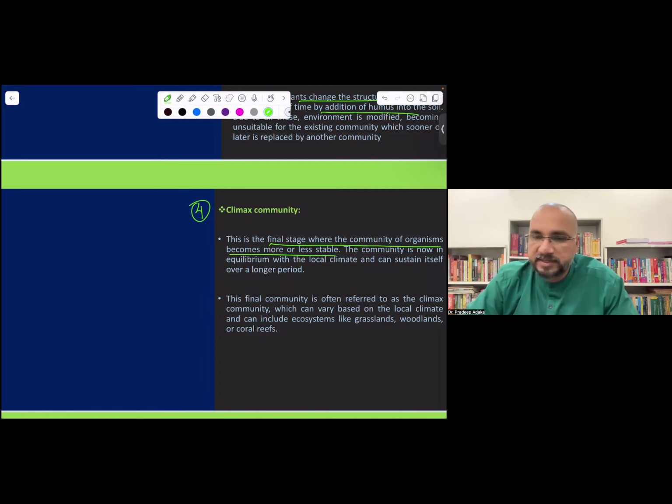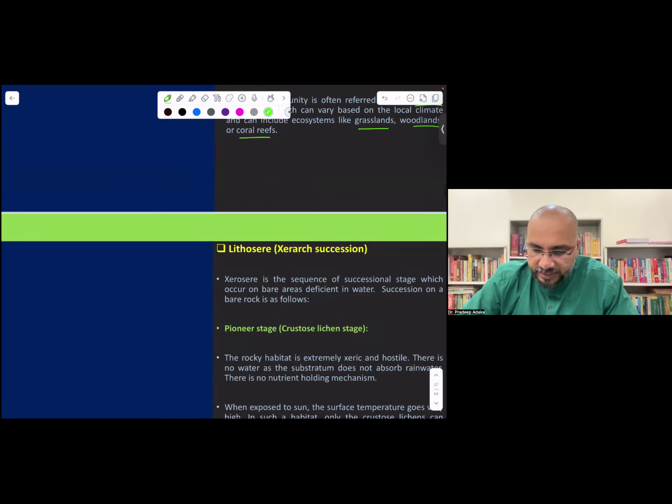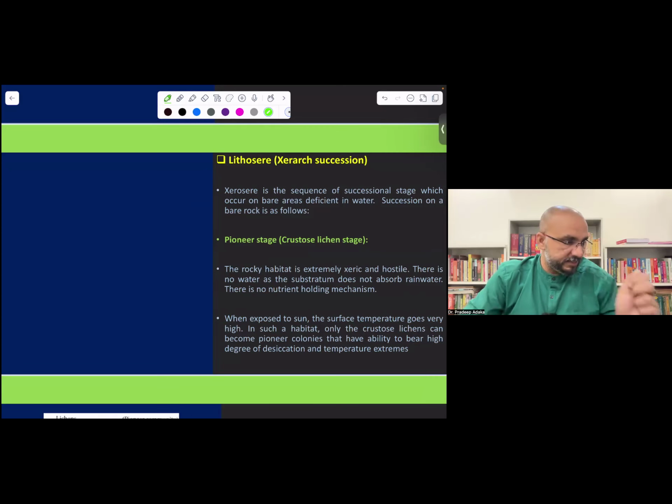So this is the final stage where community of organisms becomes more or less stable. It is in equilibrium with the climate to sustain itself for a longer period of time until some accident again happens. So इसको stable community को हम लोग बोलते हैं climax community. So for example, a grassland or a woodland or coral reef, they are your climax community. All right, you got it. So these are the different stages.